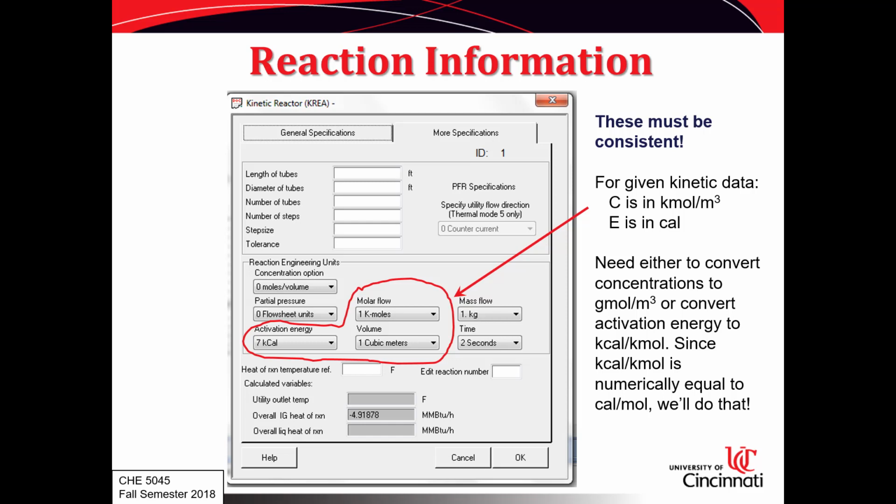So for the problem that we're dealing with, from the given information, I know that my concentrations were supposed to be in kilomoles per cubic meter. So you can see that I've established those here. My concentrations are going to be in moles per unit volume. My activation energy was actually given in calories per mole, but I've already set my mole basis to be kilomoles. So rather than calories per mole, I'll say kilocalories per kilomole. And I also had to set my time base to be in seconds.